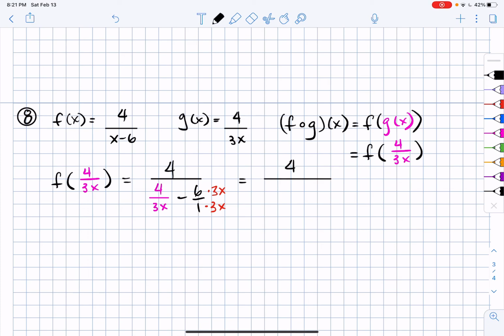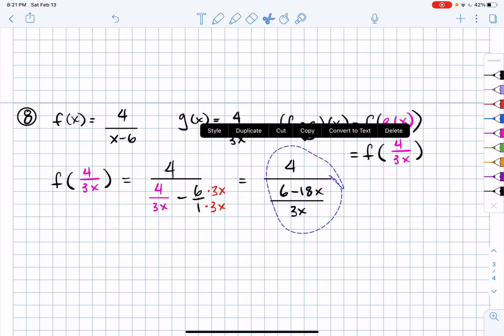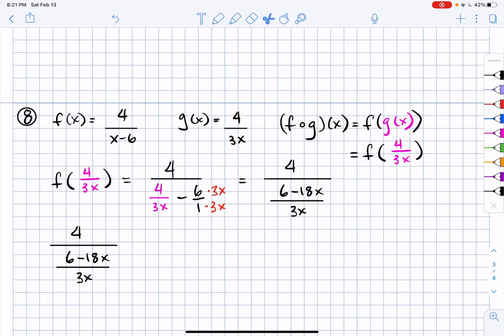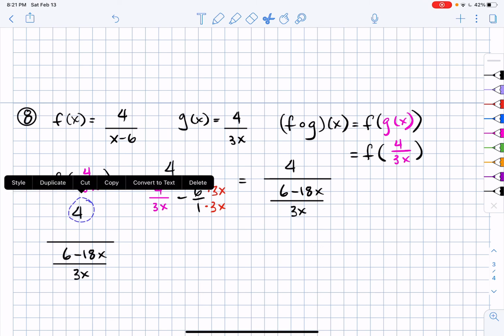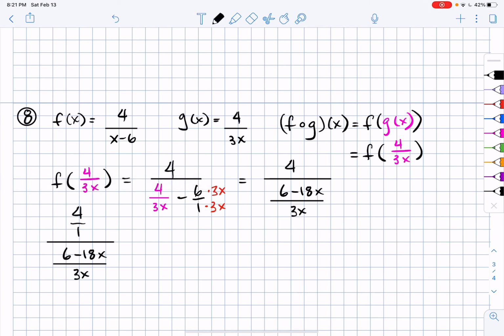And at the bottom now, if you notice, they both have a 3x. So we're going to keep that 3x. And the top is going to be 6 minus 18x. So again, I can look at this a certain way as well. I can look at this as the division of two fractions.